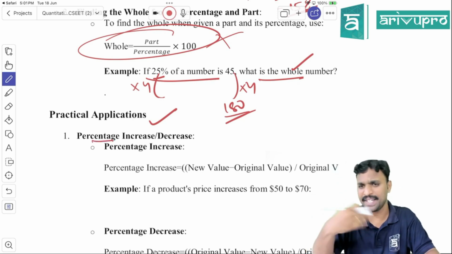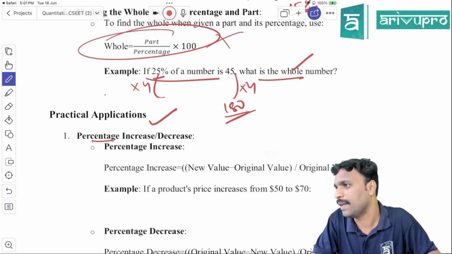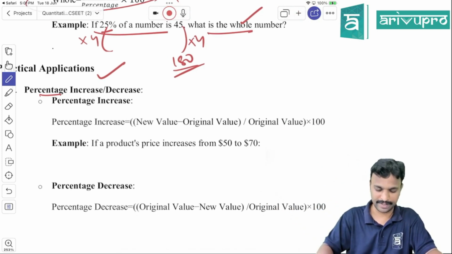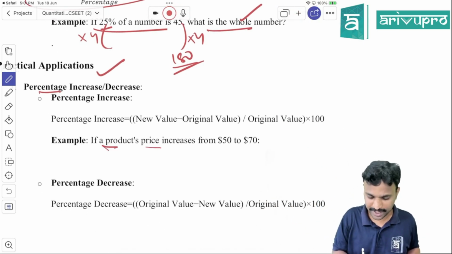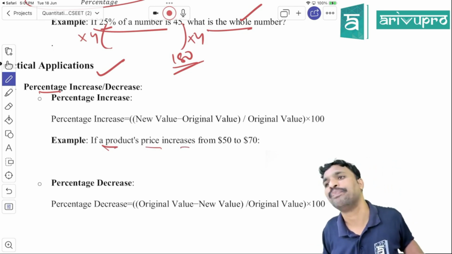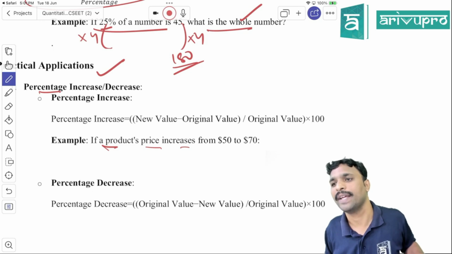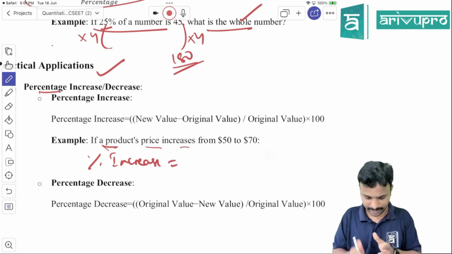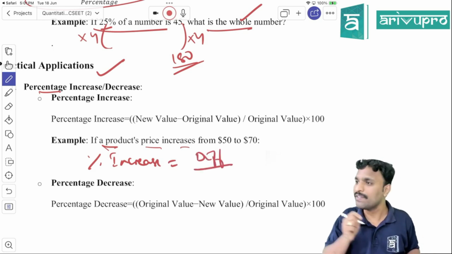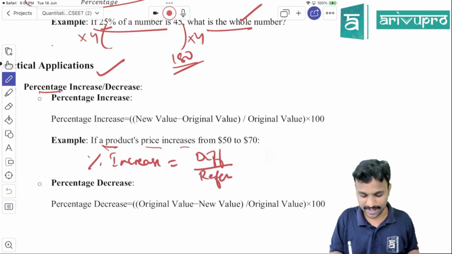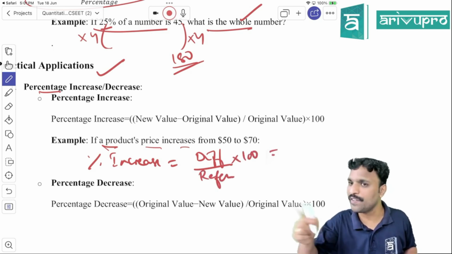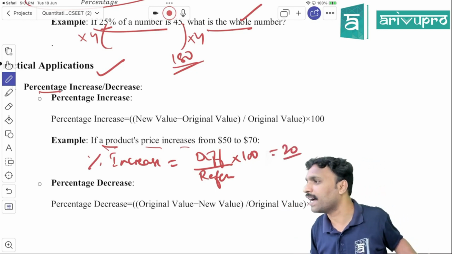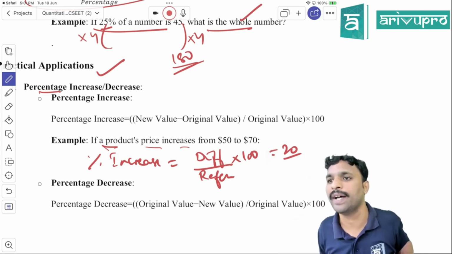What is it? Percentage increase or percentage decrease. They'll specify how much is the percentage increase in the value or percentage decrease in the value. For example, if a product's price increases from 50 to 70, is it increase or decrease? Increase. So percentage increase is always the difference divided by reference, difference by reference into 100. What's the difference between 50 to 70? 20. Reference is what? From where it is increasing? From 50 it is increasing. Reference value is what? 50.